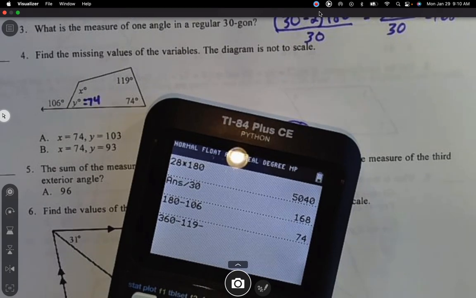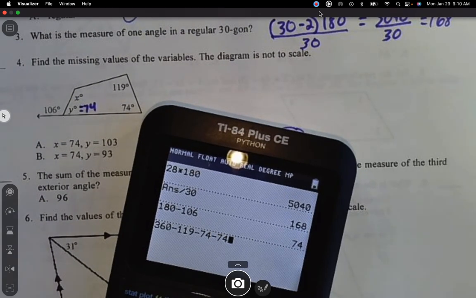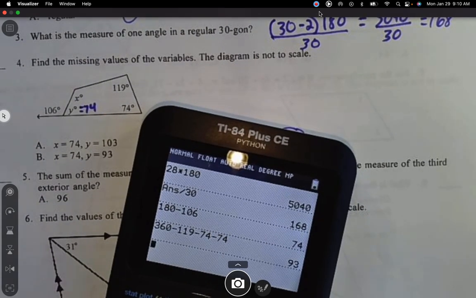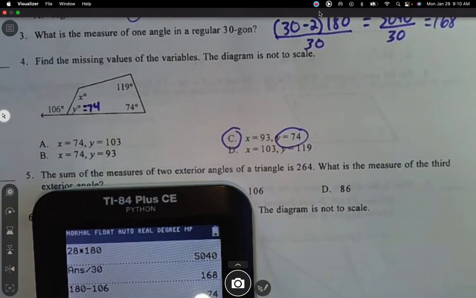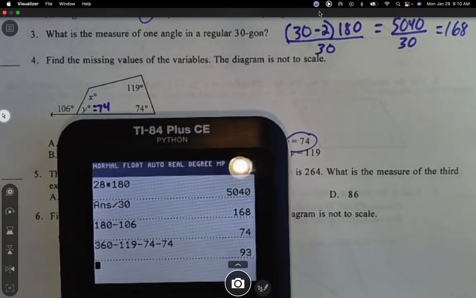I know we can already tell our answer, but I would just do in my calculator 360 minus all those sides. And it gives me 93. X is 93. Okay, does everybody understand that? Yep, we're good with that one?